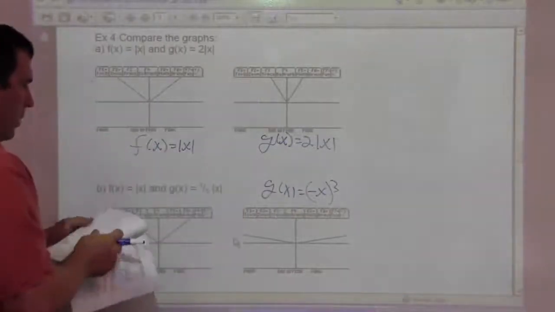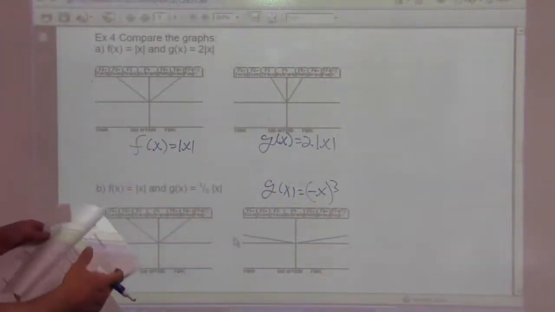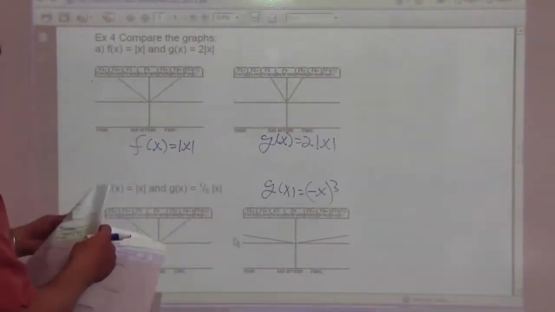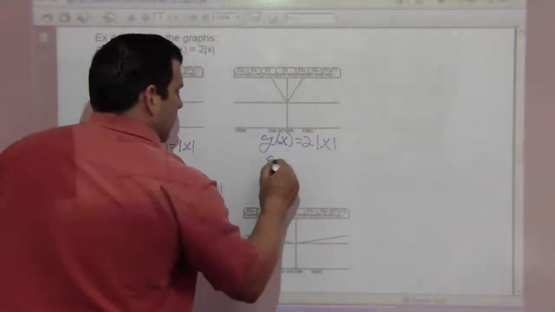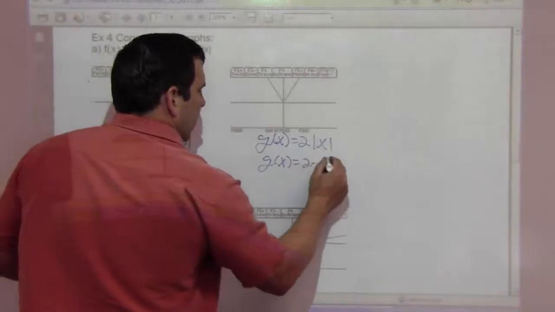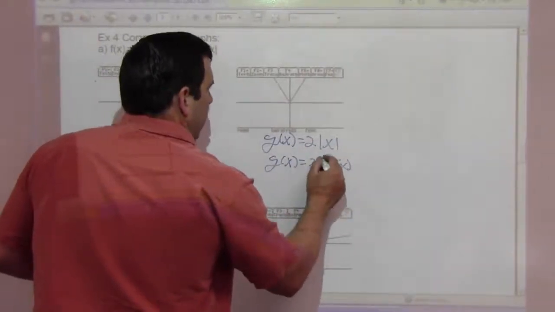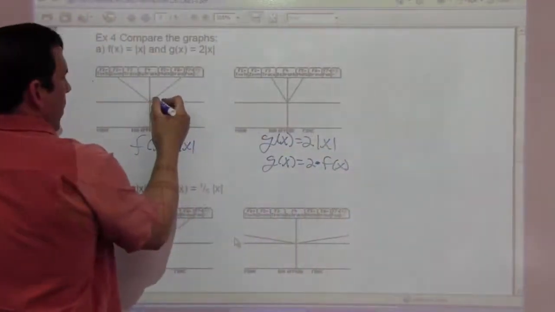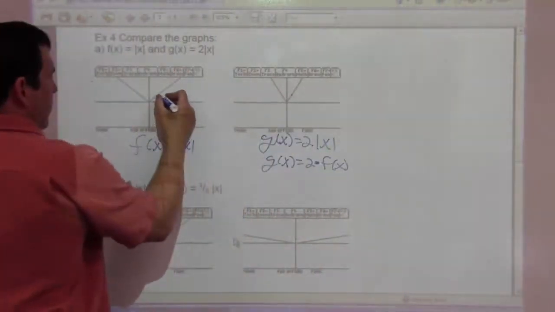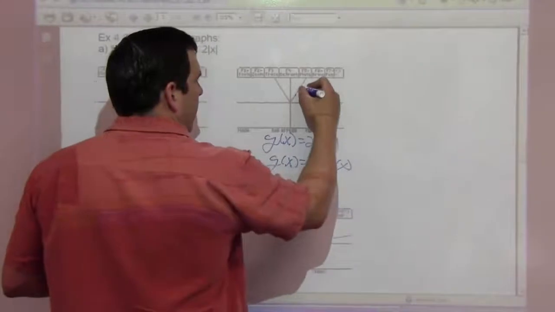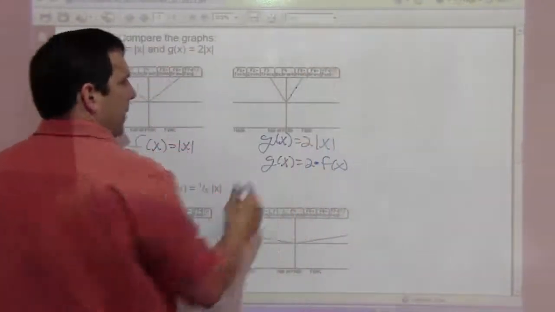Everything's pulled up. And to think about that, this would be like g of x is 2 times f of x. So if it goes through 1, 1, this one's going through 1, 2. If it goes through 2, 2, this one's going through 2, 4. Everything's twice as high.